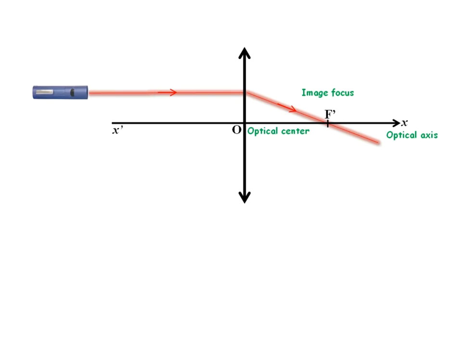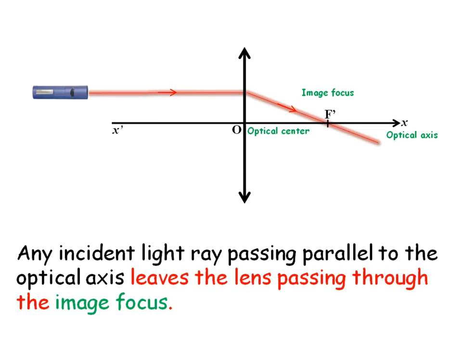So the rule goes like this. Any incident light ray, which means the light ray that enters the lens, passing parallel to the optical axis, leaves the lens passing through its image focus. So the emergent ray passes through the image focus, F prime. This is the first rule for the path of the specific incident ray.